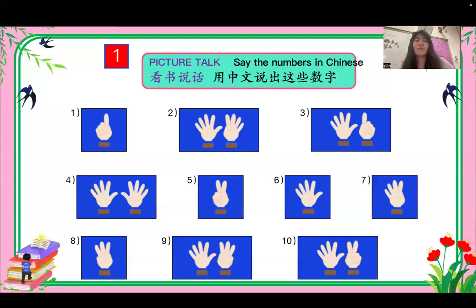All right. So now let's do the picture talk. So what's the number in Chinese? 1. And this one, 9. This one, 6. 10. 2. 5. 4. 3. 8. 7. Good job.